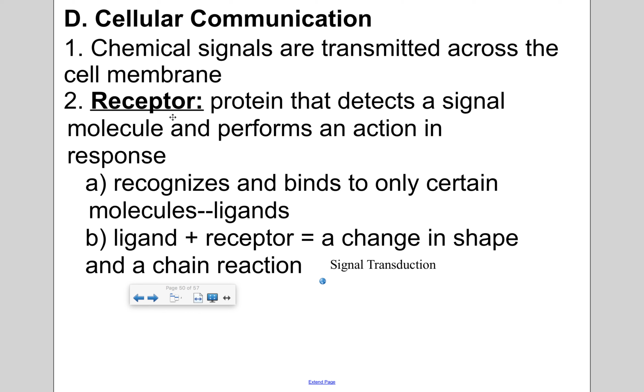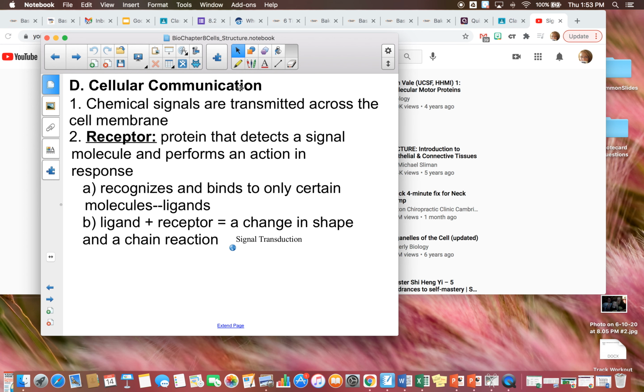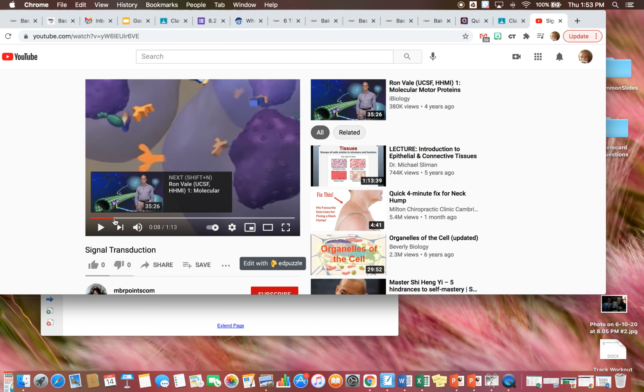Now, receptors are very specific. It's only going to recognize a certain molecule called a ligand. So when a ligand docks or pairs up or binds to a receptor, a change occurs, either in the shape of that complex or it starts a chain reaction. So I kind of have a video here talking about signal transduction.